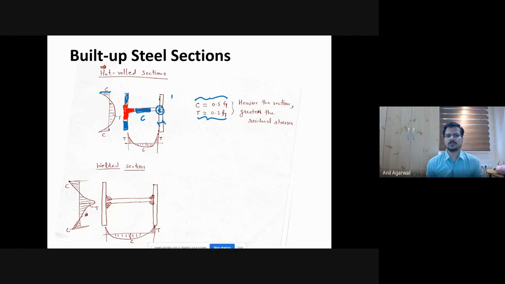Often, for easiness of calculation, sometimes we assume the distribution to be linear. So this is right in the middle. Half of the cross section is in compression, and half of the cross section is in tension, and maximum compression is equal to maximum tension, something like that. What you have to make sure is that the total compressive force in the cross section has to match the total tensile force, right?